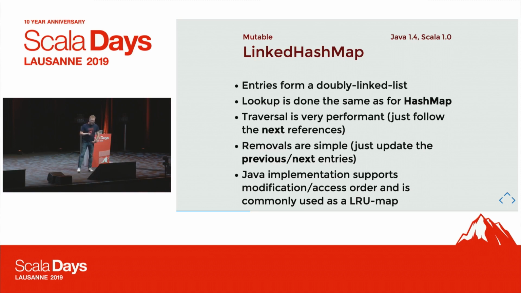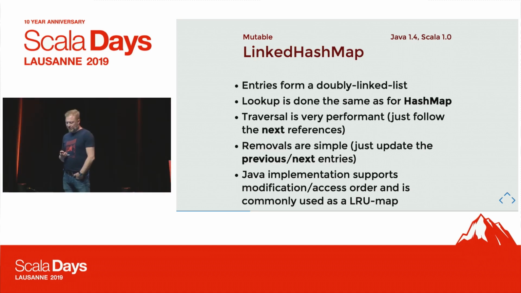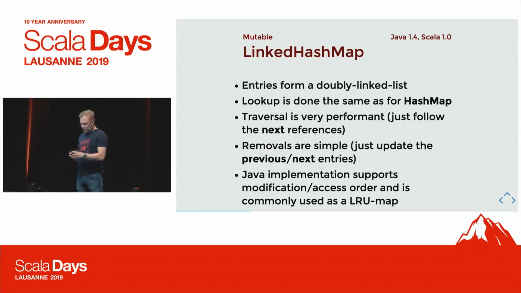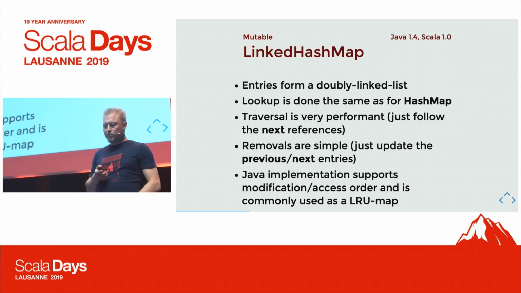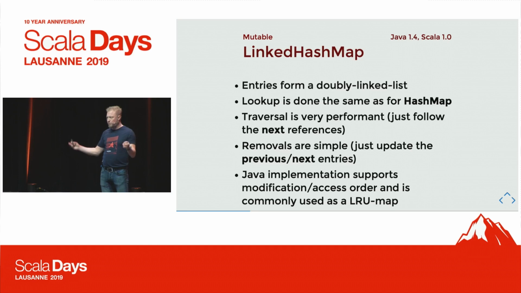Lookup is done the same way as for a hash map, but the entries in the hash map point to each other. And traversal becomes very performant. You just follow the next reference to the next entry. You can just fetch the first one and then walk the references to the next all the way till the end, if you want to traverse it. Removals are simple. You update the previous and next entries, so they point to each other, and you skip the one in the middle.